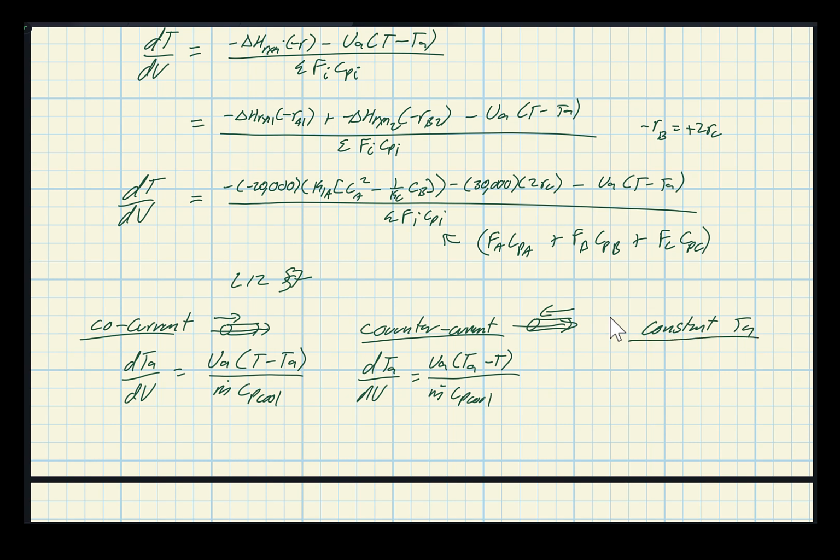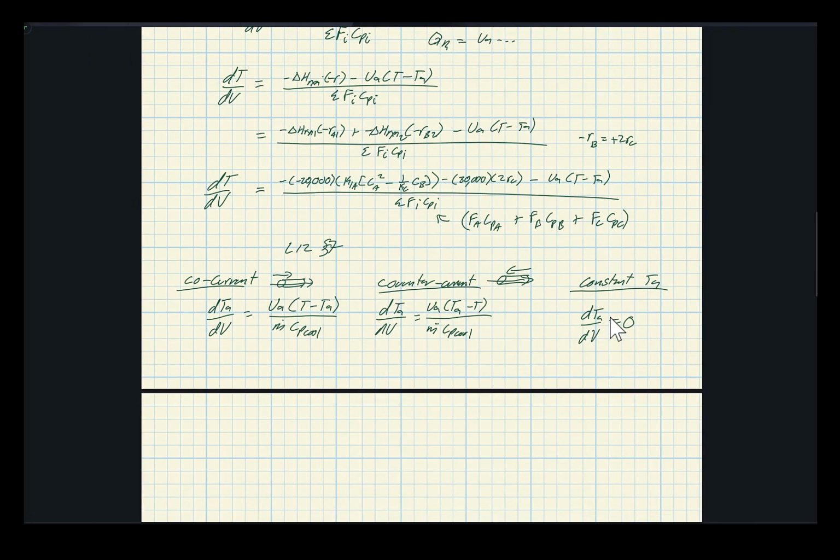Then one last thing, because the problem said, what happens if you have a constant TA? Well, all that happens is in this equation, your TA is not changing. So if your TA is constant, then that means your derivative, how your TA changes as a function of volume, is equal to 0. It's just simply that, because the derivative of a constant is just equal to 0. So that's all you really have there. That's pretty much it.